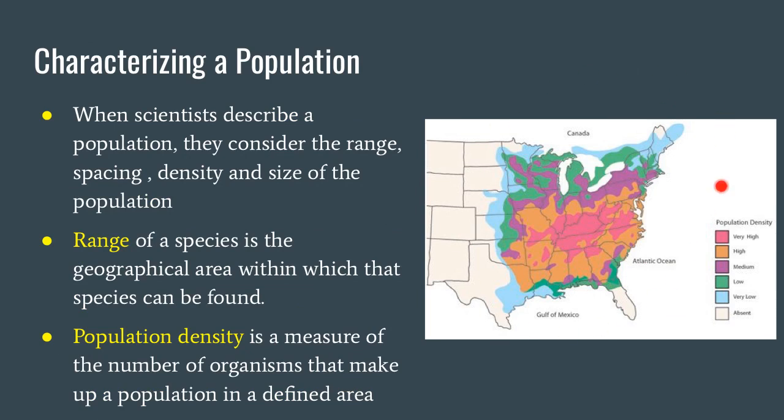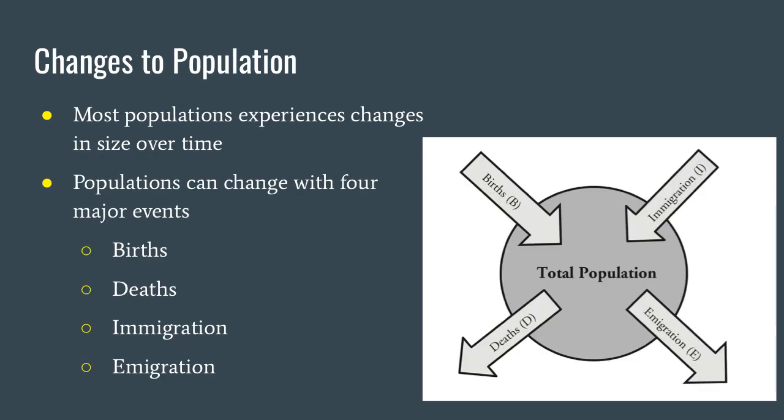So they could exist in this whole area, but it's very likely that you will find a lot of them in this area where it's pink, and just a very, very few in the area where it's more of this light blue. So that whole area is their range. The different colors is what we call their population density.